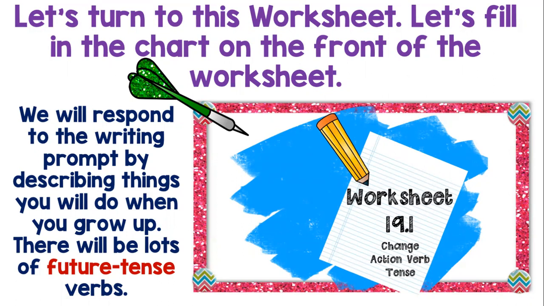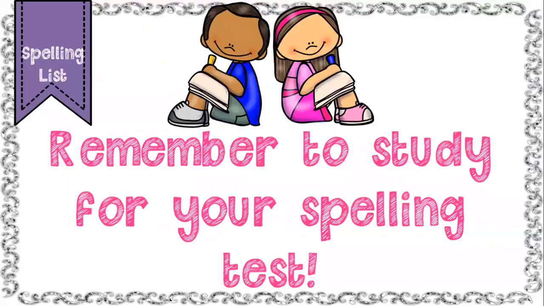Now you're going to respond to the writing prompt by describing things you will do when you grow up. Now these are all going to be present tense verbs because they have not happened yet. So all of your verbs are going to have the present tense form and they're going to have will in front of them. So like I will become a teacher. I will become a doctor. I will ride the highest roller coaster ever. Now you're going to try to write 5 sentences discussing what you will do when you grow up. Make sure that you use those present tense verbs.